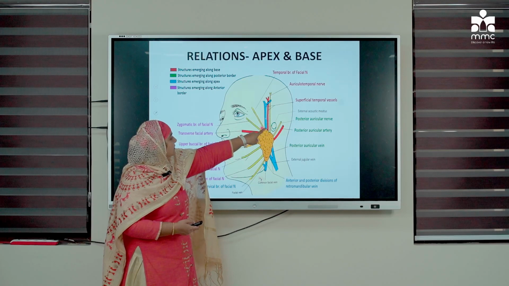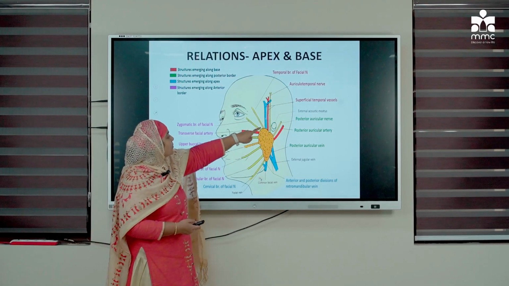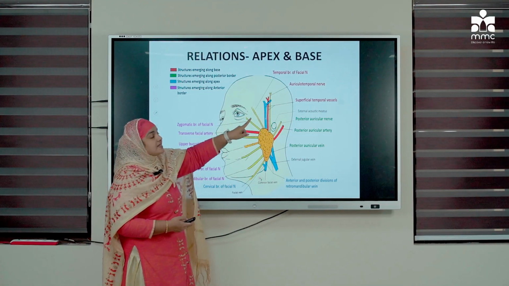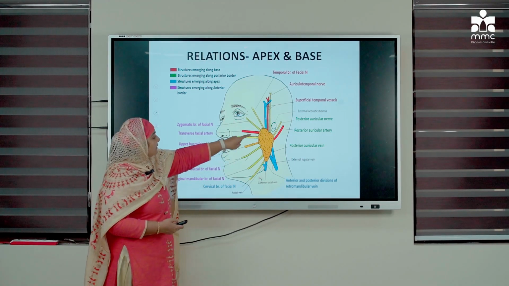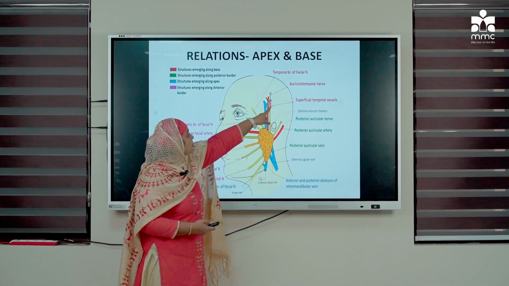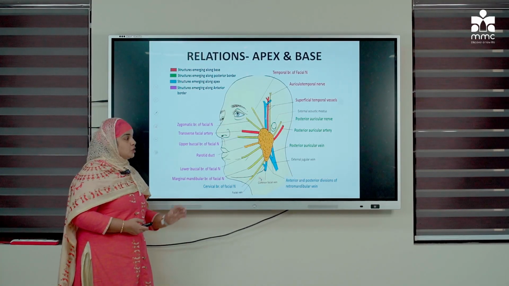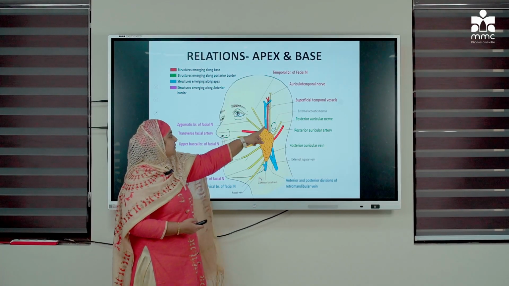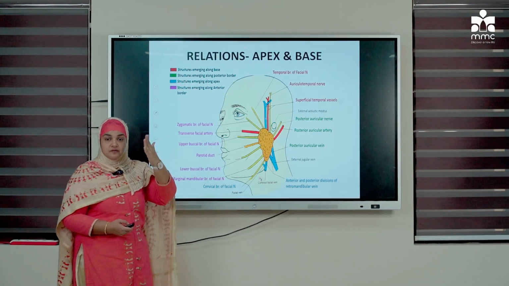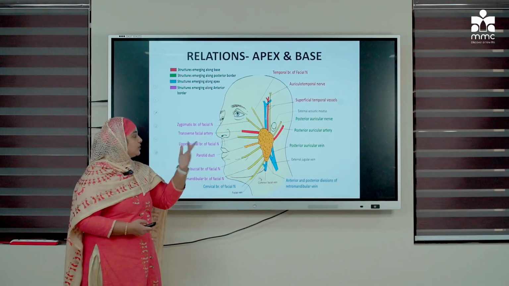Coming to the base, this is the base. What are the structures which are emerging or related to the base? Here we can see the temporal branch. This is the temporal branch of the facial nerve and the superficial temporal vessels, and posterior to that we have a branch of the mandibular nerve that is called the auriculotemporal nerve. So these are the structures that are related to the base of the gland. We have the temporal branch of the facial nerve, superficial temporal vessels, and behind that we have the auriculotemporal nerve.